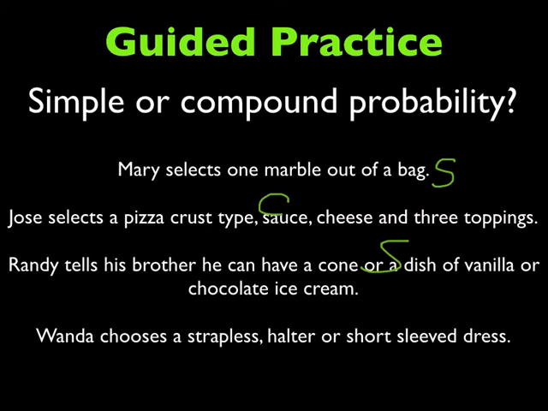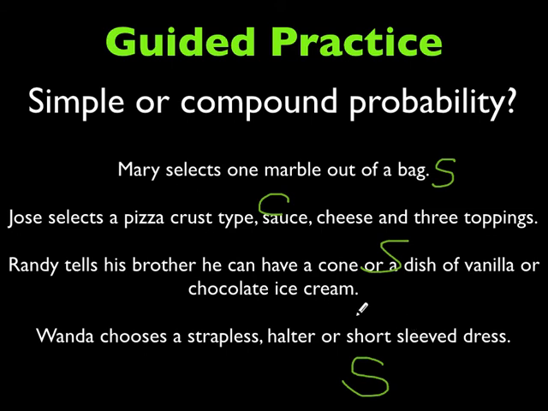And the third one is one that chooses a strapless, halter, or short sleeved dress. Is that simple probability or compound probability? As for me, that is only simple probability because all of them are just types of dress. What is the probability for her to choose strapless dress, or what is the probability for her to choose halter, or what is the probability for her to choose short sleeved? So that's only one out of three.